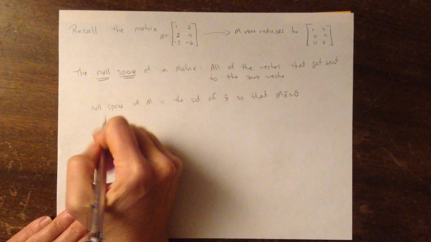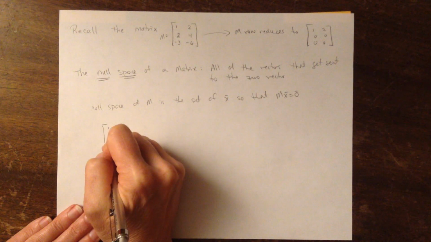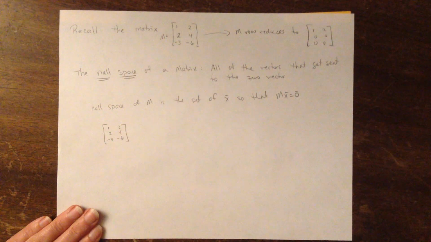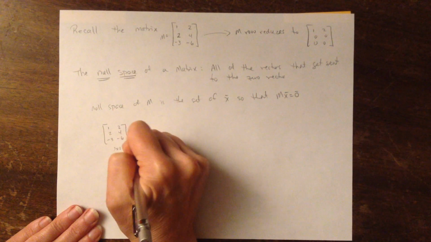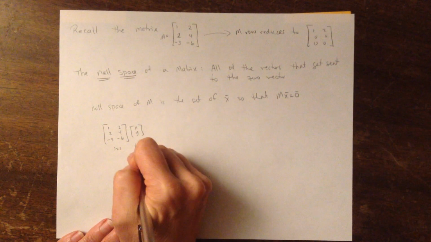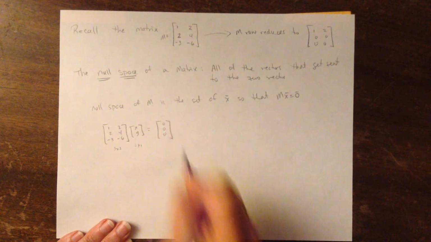So I'm going to write down M here. M is a 3 by 2 matrix. So if you're going to multiply it by a vector on the right here, it's got to have two components so that the multiplication is defined. This is 2 by 1. And then the zero vector that you'd be sending to here is 0, 0, 0.